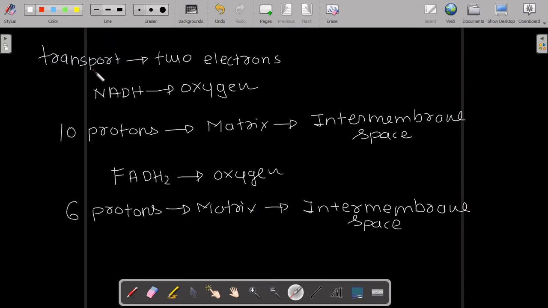Now during the transport of 2 electrons from NADH to oxygen, 10 protons are transported from the matrix to the intermembrane space. One NADH molecule results in the translocation of 10 protons from the matrix to the intermembrane space. In case of FADH2, when the 2 electrons go from FADH2 to oxygen, it results in the transport of 6 protons from the matrix into the intermembrane space. So NADH causes the transport of 10 protons, while FADH2 causes the transport of 6 protons.